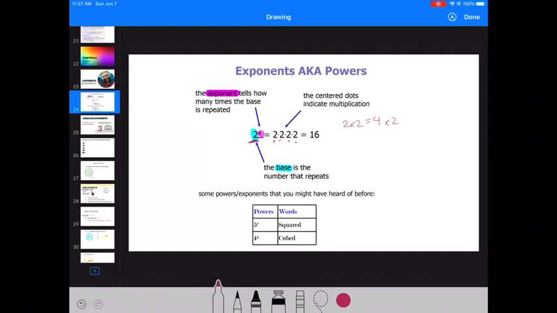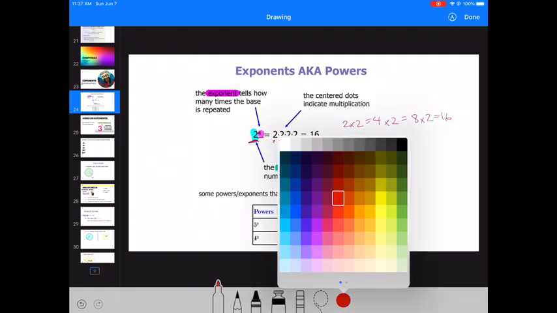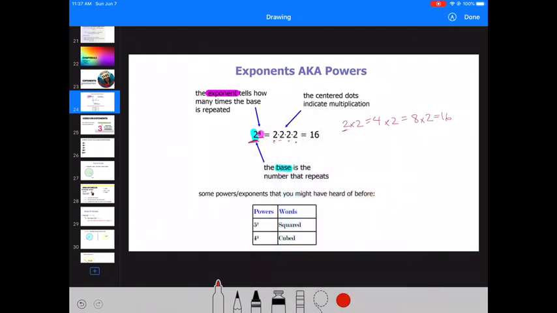Multiplied by 2 again, that's 8. Multiply that by 2, that's 16. How many times did we multiply by 2? 1, 2, 3, 4. That's 2 to the fourth. Okay? So this little 2 here, that's the number that repeats.